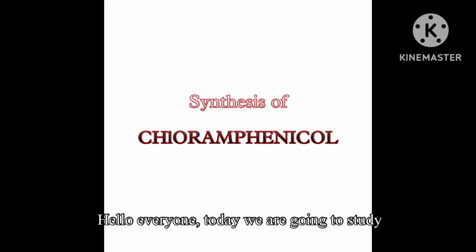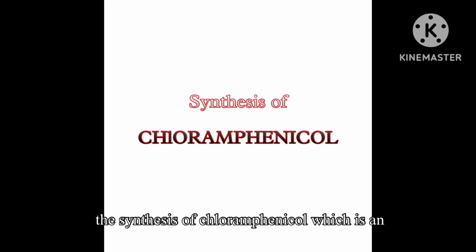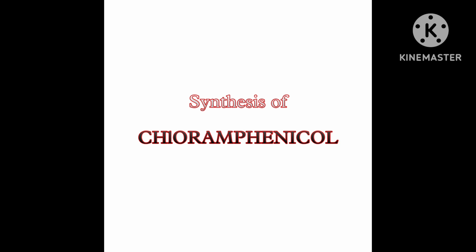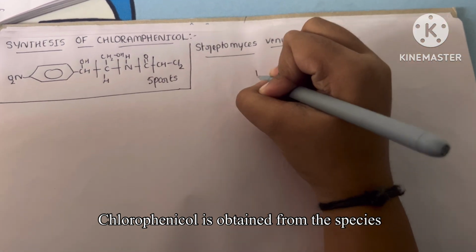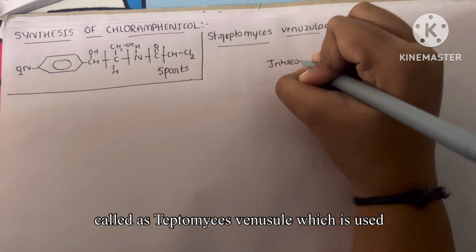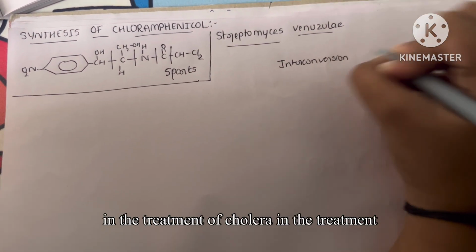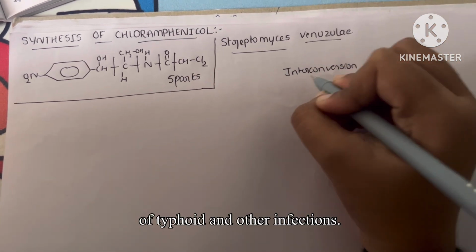Hello everyone. Today we are going to study the synthesis of chloramphenicol, which is an important antibiotic used in medicinal chemistry. So let's begin. Chloramphenicol is obtained from the species called Streptomyces venezuelae, which is used in the treatment of cholera, in the treatment of typhoid and other infections.